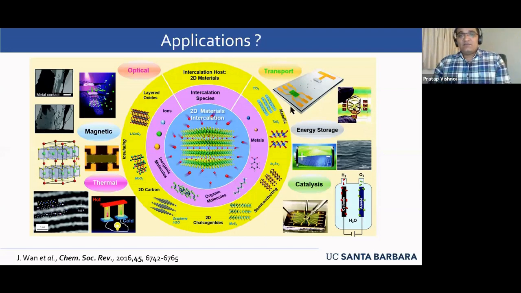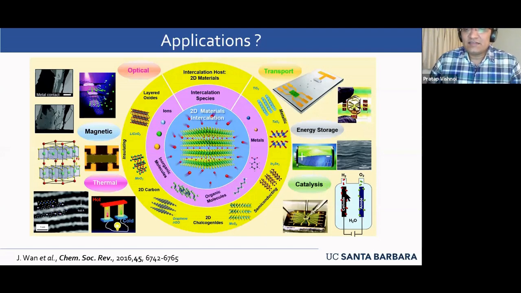Transport is electric transport, because many of the 2D materials are electric conductors. So you can use them for charge transport, and some of them can also be used for ion transport and some other types of things. They're extremely useful in energy storage, and the best example is the lithium-ion battery, which we need. It became almost essential now.